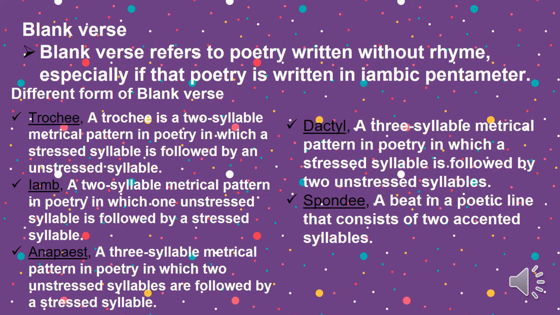Blank verse. Blank verse refers to poetry written without rhymes, especially if that poetry is written in iambic pentameter. Different forms of blank verse. Trochee, a two-syllable metrical pattern in poetry in which a stressed syllable is followed by an unstressed syllable. Iamb, a two-syllable metrical pattern in poetry in which one unstressed syllable is followed by a stressed syllable. Anapest, a three-syllable metrical pattern in poetry in which two unstressed syllables are followed by a stressed syllable. Dactyl, a three-syllable metrical pattern in poetry in which a stressed syllable is followed by two unstressed syllables. Spondee, a beat in a poetic line that consists of accented syllables.